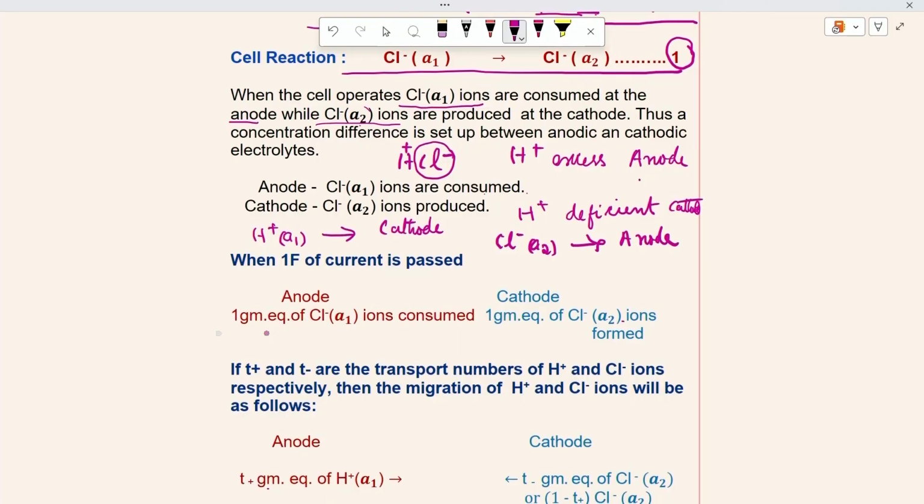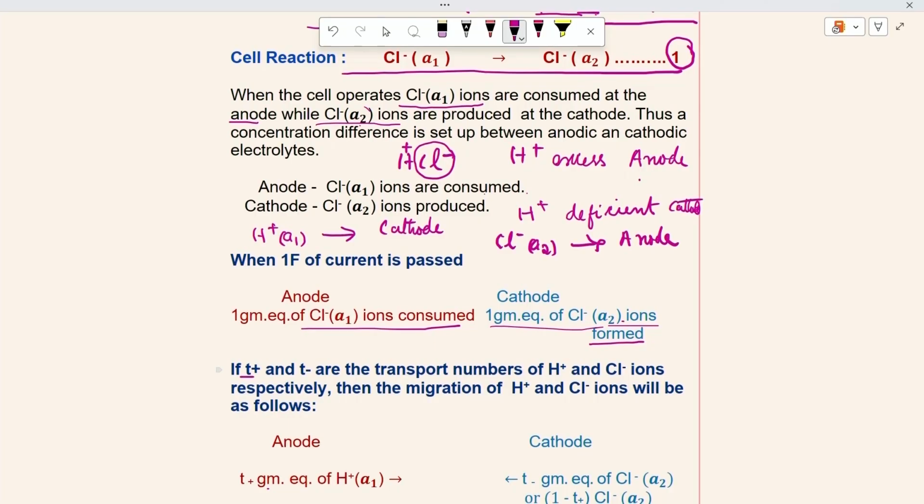So, what happens is that when I am passing 1 Faraday of current through that electrolyte, that is when I am performing that cell, you get 1 Faraday of current. That means you can say that there will be 1 gram equivalent of chloride ions of activity 1 consumed at the anode, while 1 gram equivalent of chloride ions of activity 2 will be formed at the cathode. So, the amount consumed at the anode will be formed at the cathode.